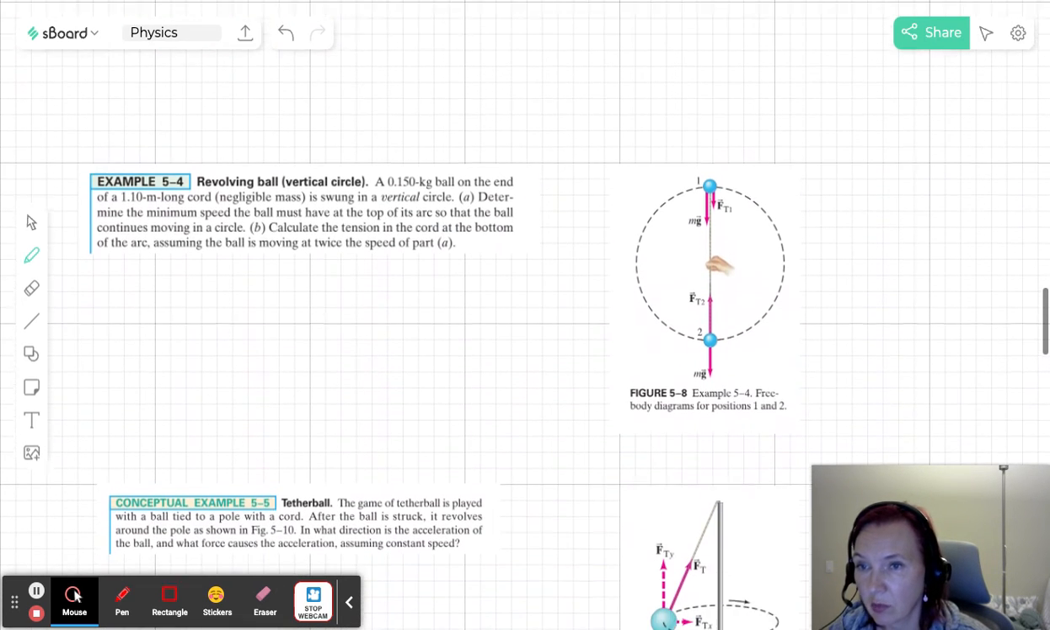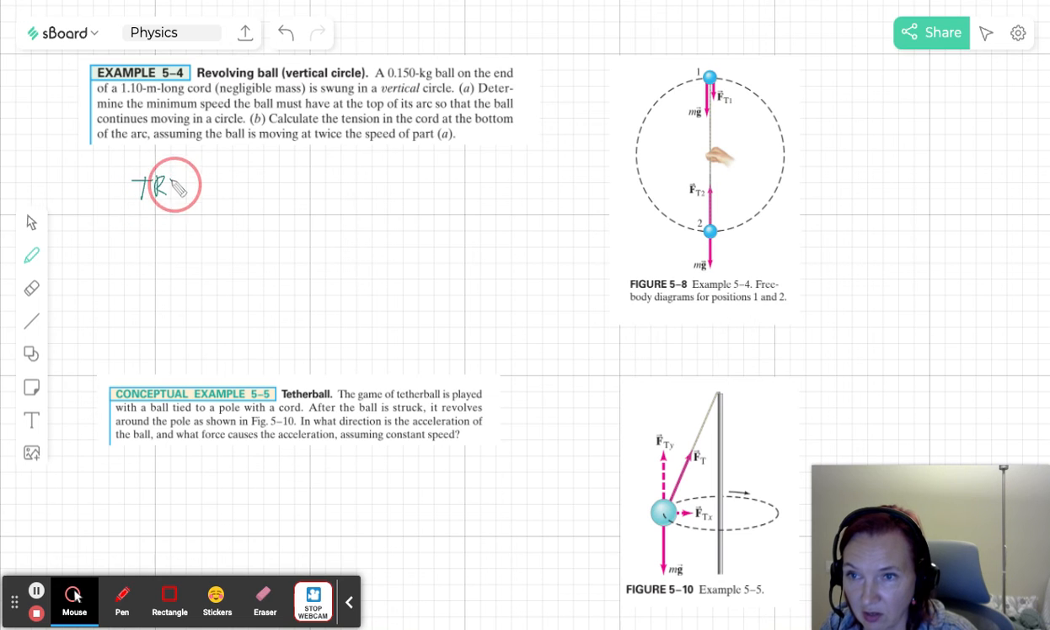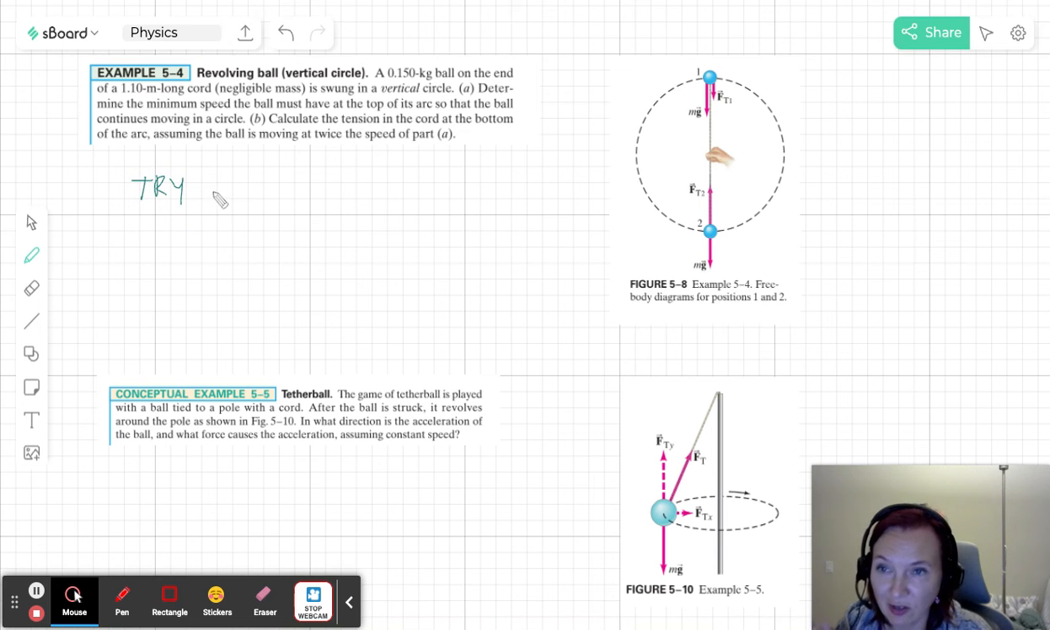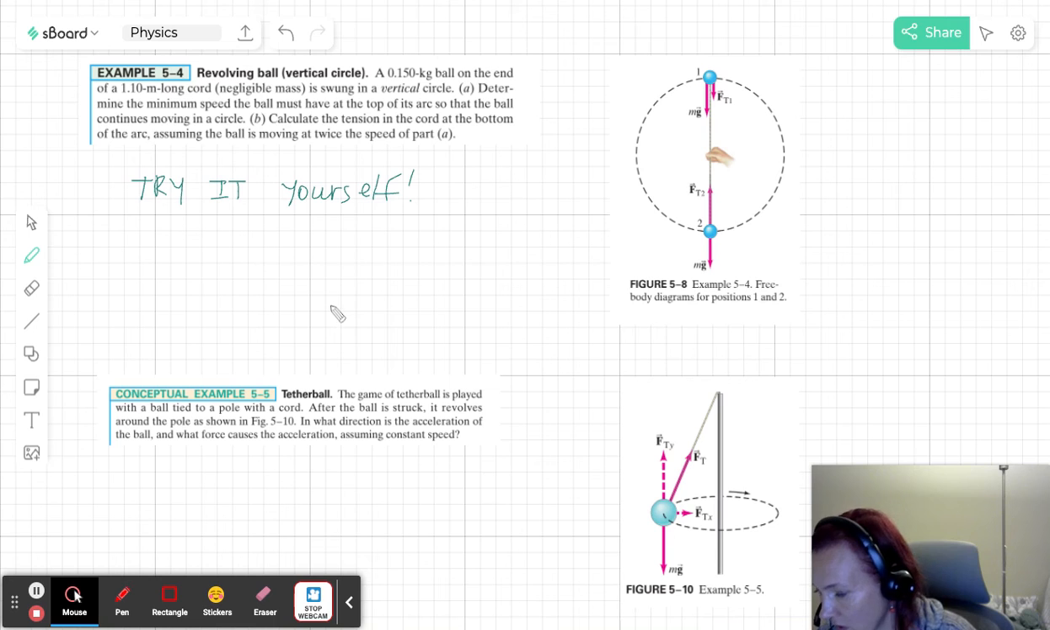I'm going to scroll down to example 5.4. I'm actually going to have you do those problems, so I'm going to say it here in case it is not clear what I'm saying. I'm going to write it down: try it yourself, and I am going to give you the answer, so you can pause this, and then I will give you the answer so that you can check it. So pause, do this problem yourselves, and then the answer is going to be the force.